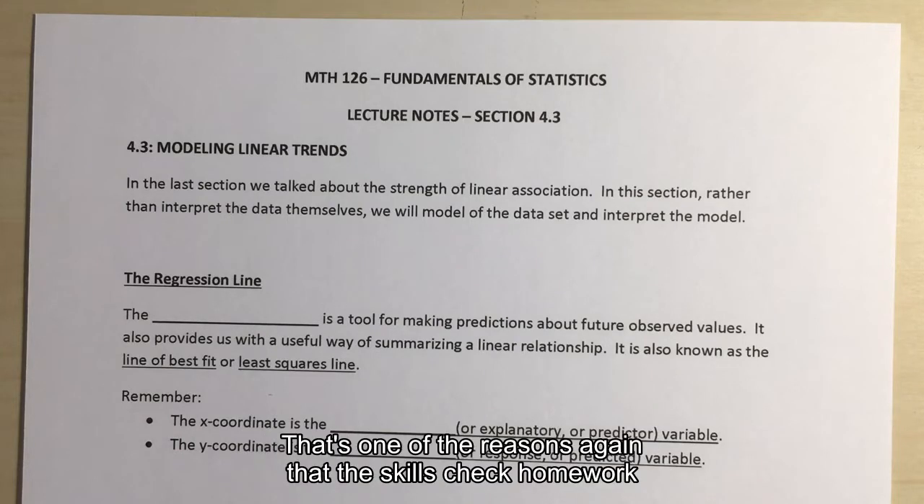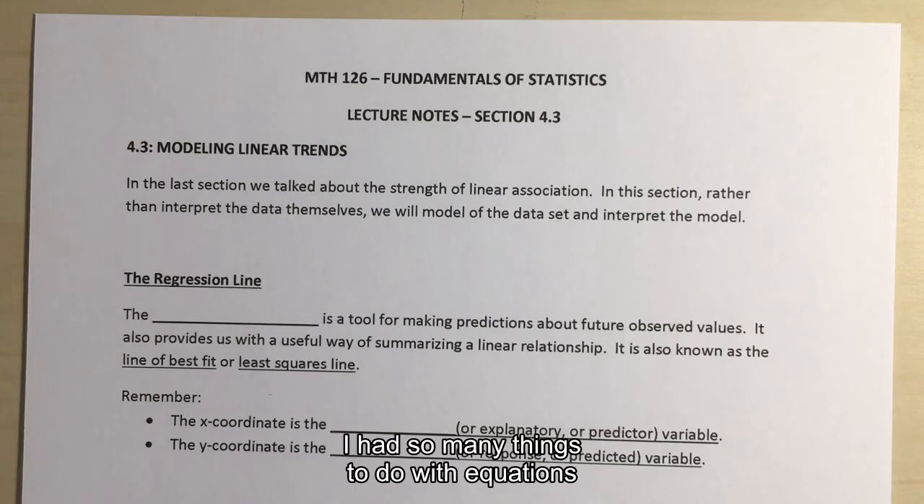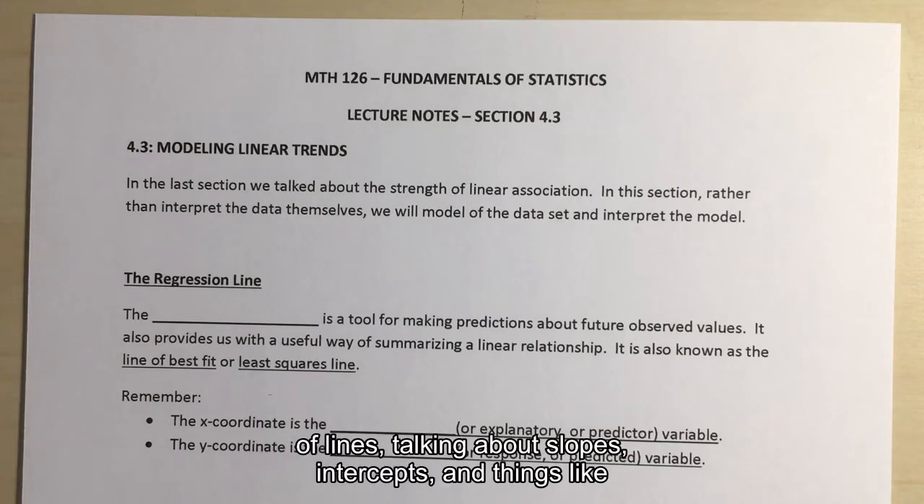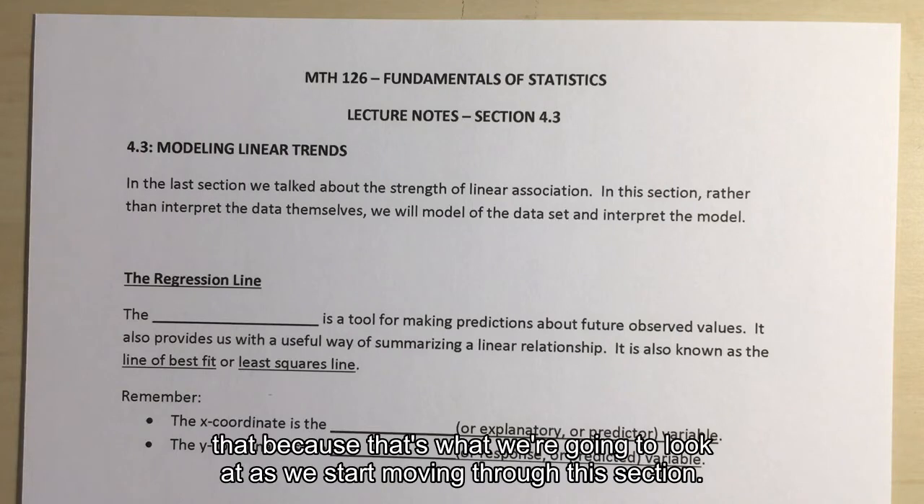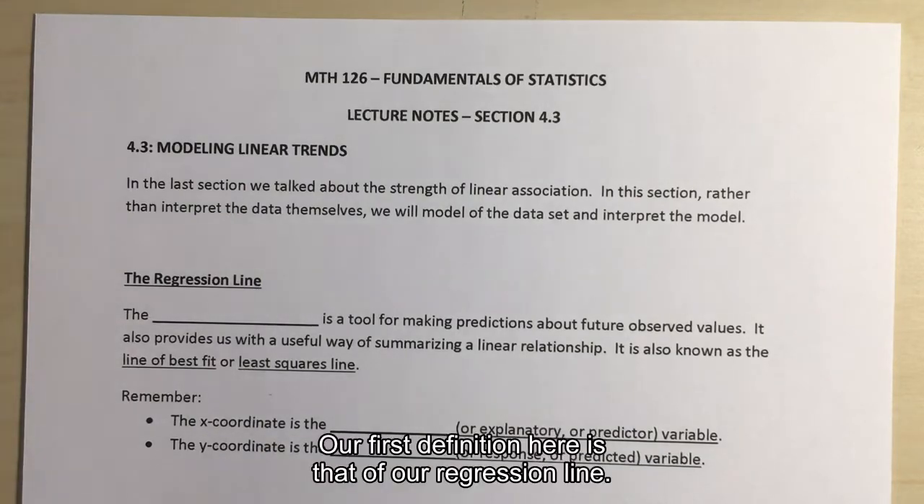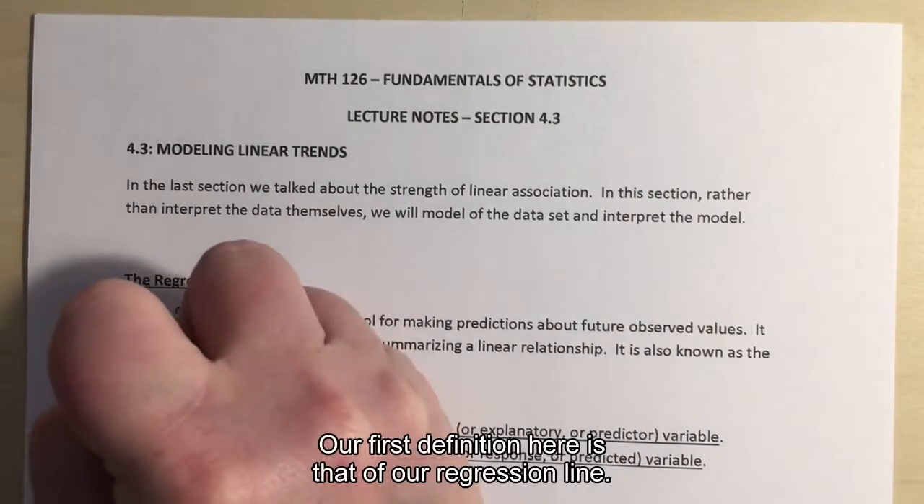That's one of the reasons that skills check homework had so many things to do with equations of lines, talking about slopes, intercepts, and things like that, because that's what we're going to look at as we start moving through this section. All right, so our first definition here is that of a regression line.